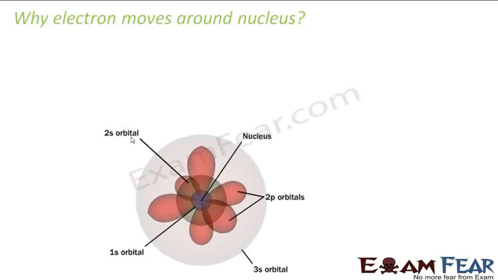Now the question is why the electron moves around the nucleus. It's a very good question. For example, I take one electron from somewhere and I just dump it here. Why will it move? Why will it start moving? What happens to this electron? Let's understand this.